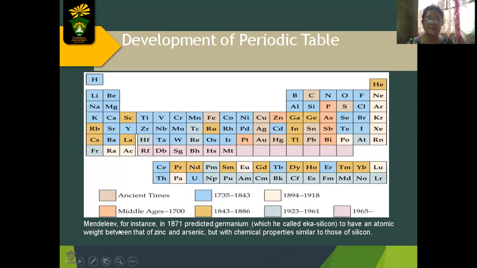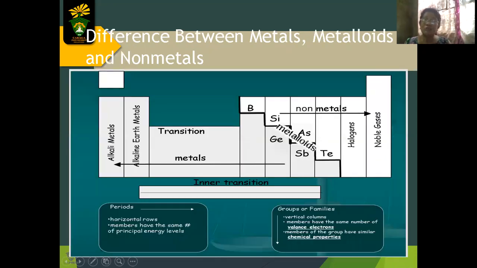Okay. So, the development of this periodic table. For instance, in 1871, Mendeleev predicted germanium, the so-called eka-silicon, which is in between the atomic weights of zinc and arsenic, and that is now silicon, like that. So, looking into the classification of elements, they could either be metals, metalloids, and non-metals. Later on, we will discuss their properties.